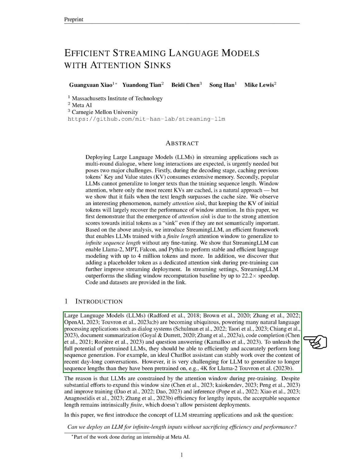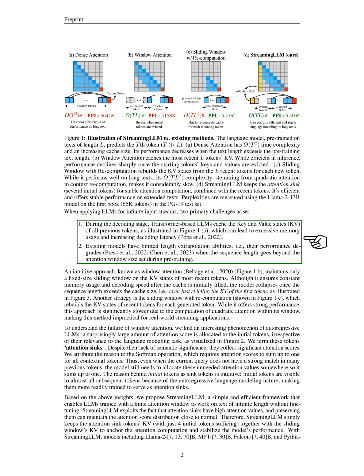Two main challenges arise when using LLMs for infinite input streams. First, during the decoding stage, transformer-based LLMs store the key and value states, KV, of all previous tokens, which can lead to high memory usage and increased decoding time. Second, existing models have limited ability to handle sequences longer than the attention window size set during training, leading to performance degradation.